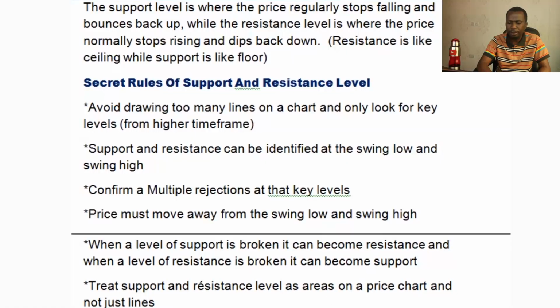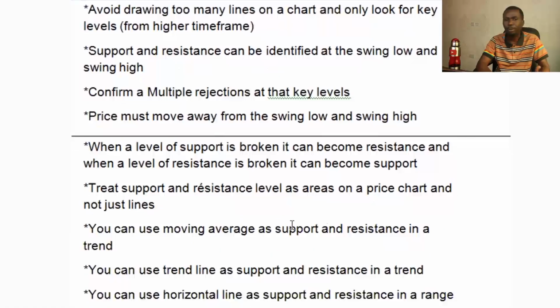Then we now talk about treating support and resistance level as an area on a price chart. That is to say, treat support and resistance level as an area on a price chart and not just a line. Like the example I gave you, don't treat support and resistance as an exact line, the line that you draw with your horizontal line. Treat it as an area on a price chart, because if you treat it as just a single line drawn on a chart, price cannot touch that line.